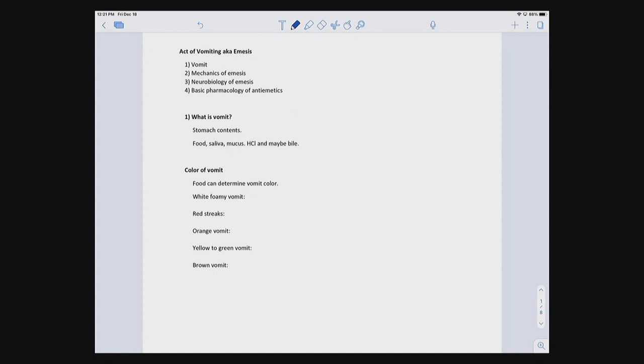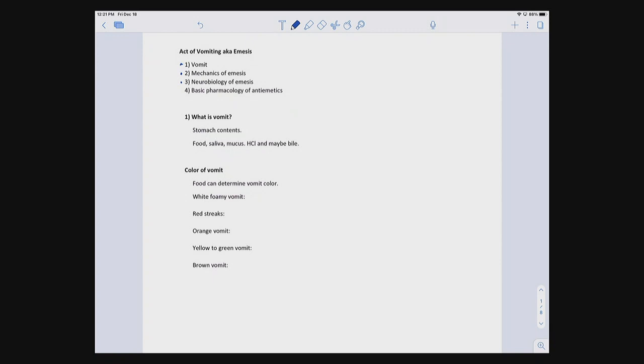My purpose is to present a few lectures on vomiting. It's basically going to be broken down into 4 parts. One is I'm going to consider actually what vomit is, and that's what we're going to be doing this lecture. Then we're going to be going into the mechanics of vomiting, what actually happens in your body when you're ejecting the contents of your stomach outward.